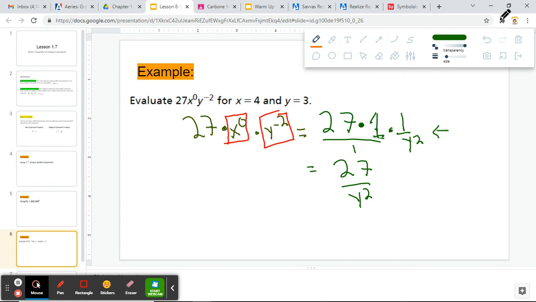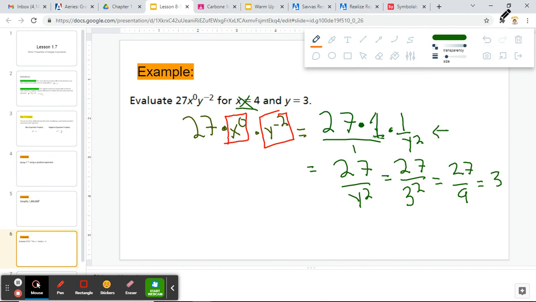Okay, now we don't really have to worry about the x is equal to 4 because we don't have any x anymore. It got replaced by a 1. We do have to worry about the y is equal to 3 though. So now I'm going to rewrite this, except instead of y, I'm going to replace it with 3. So instead of y squared, I now have 3 squared. Well, 3 squared is 9, and 27 divided by 9 is 3. So we get 3 as our answer here.